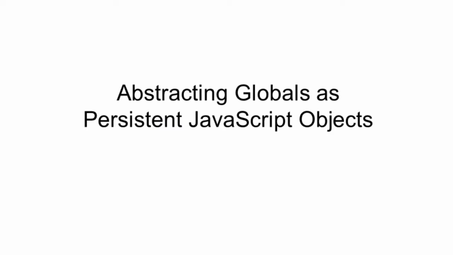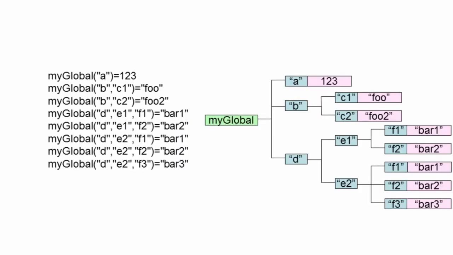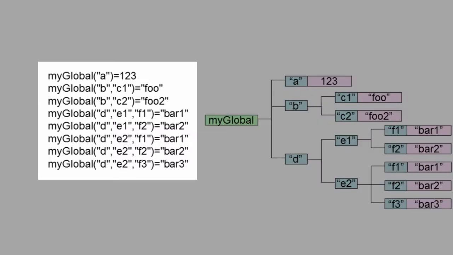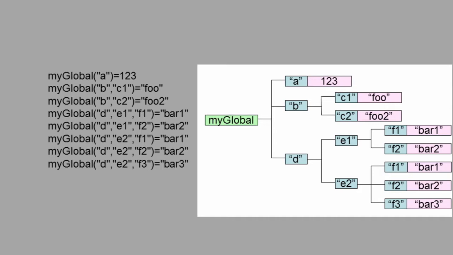So let me take you through the thinking behind what I'm then going to explain in detail in this final section of the course. As this title slide suggests, I realized that it should be possible to abstract global storage as if you were dealing with persistent JavaScript objects. So let's start with this example global that we've been working with throughout the course. On the left, represented in the way it would be conceptualized in MUMPS technology terms, and on the right, that same global represented as a hierarchical tree.